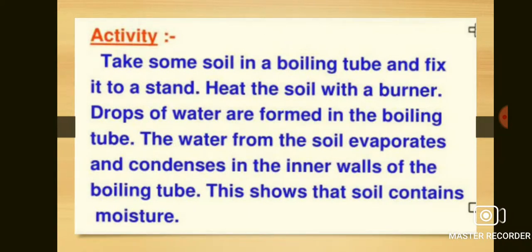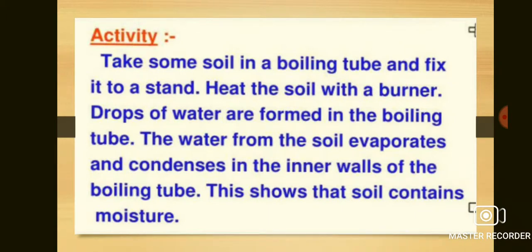Take some soil in a boiling tube and fix it to a stand. Heat the soil with a burner. Drops of water are formed in the boiling tube. The water from the soil evaporates and condenses on the inner walls of the boiling tube. This shows that soil contains moisture.